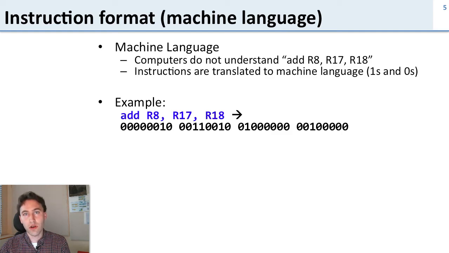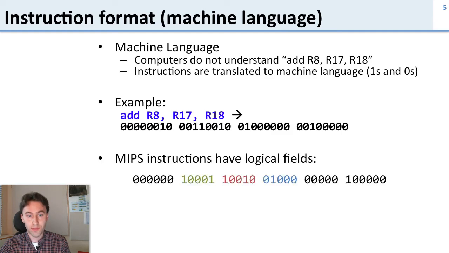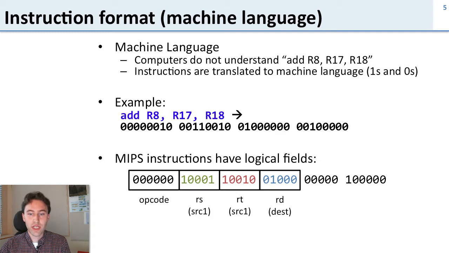Now these ones and zeros aren't arranged randomly. There's a lot of order to it. And you can see those orders by looking at the logical fields in a MIPS instruction. The first part is the opcode, which chooses the operation. Then we have 3 sections for the register files. And then we have a shift amount and a function. So now let's cover those in a little more detail.